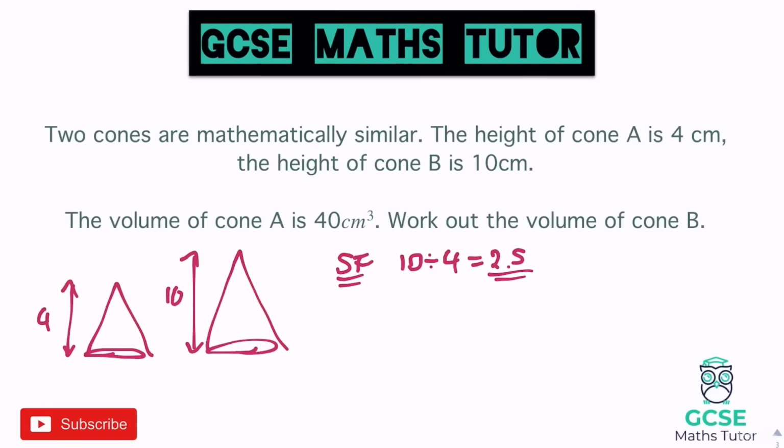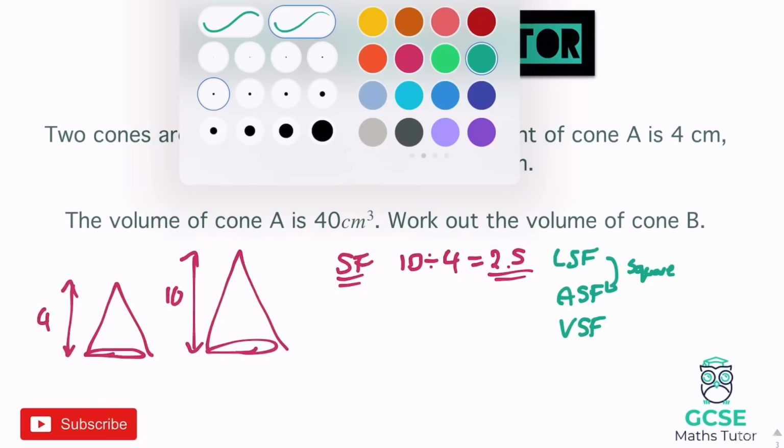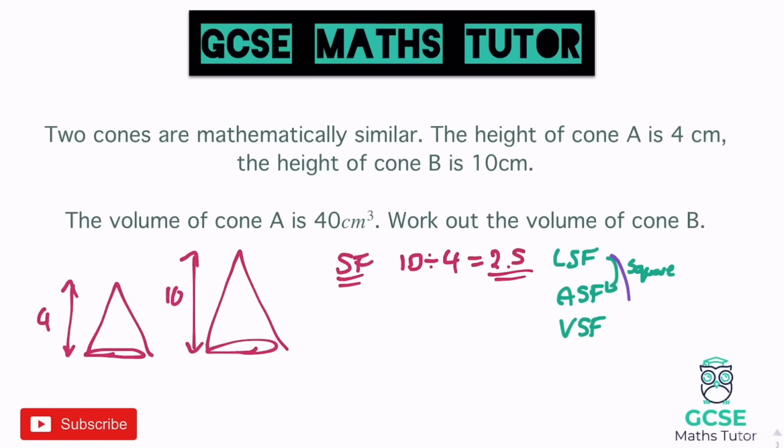Now when it comes to scale factors, that is our length scale factor, and always label it length scale factor. Now there's two more scale factors we could want to look at, and that's the area scale factor or the volume scale factor. And to get from the length scale factor to the area scale factor, you square it. Okay, so we square the scale factor. To get from the length scale factor down to the volume scale factor, you have to cube it.